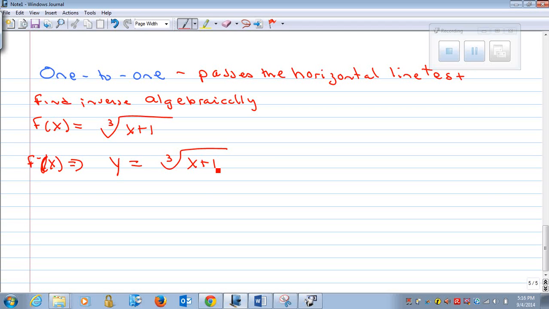Hopefully you've noticed a pattern by now that with inverses, the x and the y values actually switch places. The domain and the range switch places. So to do this algebraically, we're going to switch our y and our x out. I'm going to come over here and write so I have a little more room. We're going to make this x equals the cube root of y plus 1. And then we're going to start to solve.